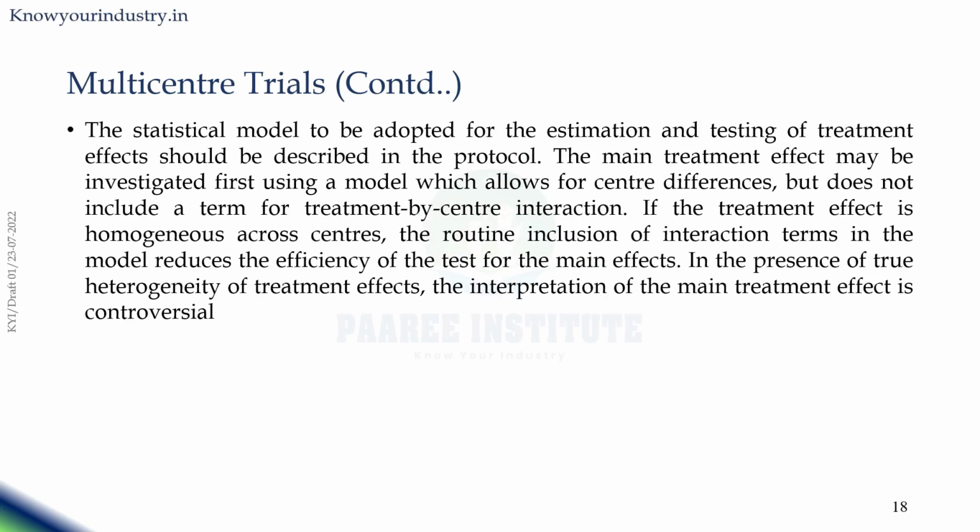In the case of multi-center trials, the statistical model to be adopted for the estimation and testing of treatment effects should be described in the protocol. The main treatment effect may be investigated first using a model which allows for the center differences but does not include a term for treatment by center interaction. If the treatment effect is homogeneous across centers, the routine inclusion of interaction terms in the model reduces the efficiency of the test for the main effects. In the presence of true heterogeneity of treatment effects, the interpretation of the main treatment effect is controversial.